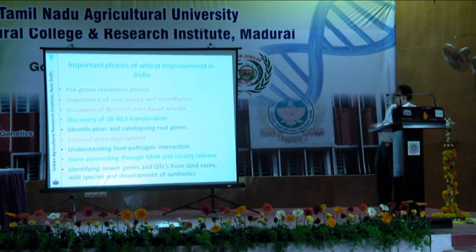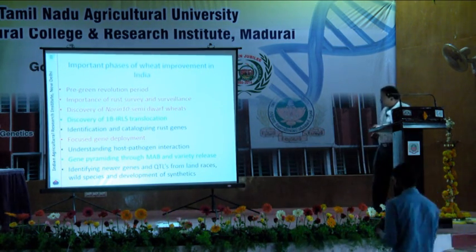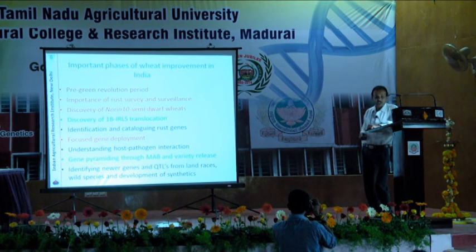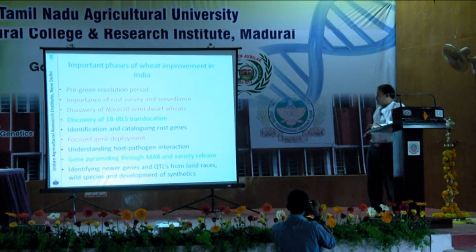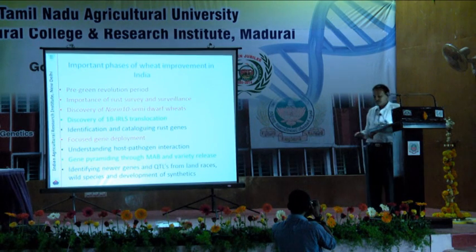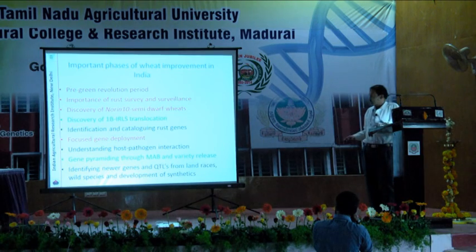The important phases in Indian wheat improvement: the pre-green revolution period, the importance of rust survey and surveillance, then discovery of the Norin 10 gene for semi-dwarf wheats, and also discovery of the 1B/1R translocation from rye, and identification and cataloging of rust genes, focused gene deployment, understanding host-pathogen interactions as the recent trend, then gene pyramiding through marker-assisted breeding, and identifying new genes and QTLs from the land races and the wild species, and development of the derived synthetics.